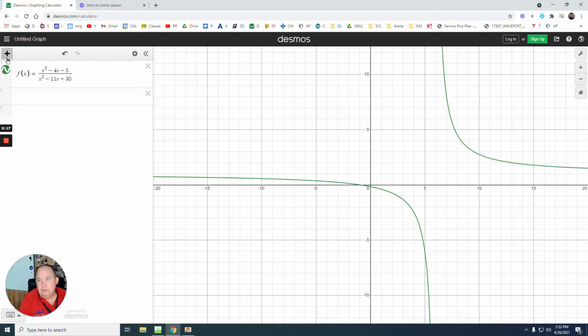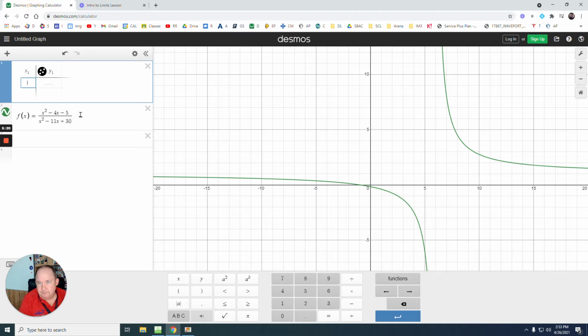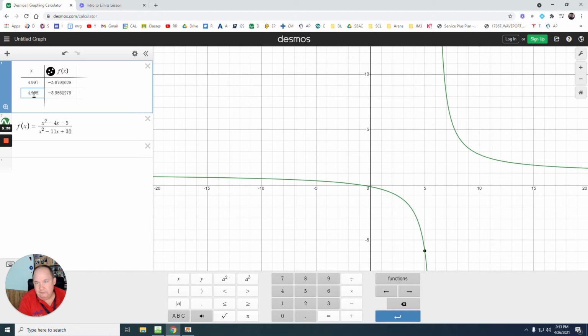So if I did a table, oops, will this still work if it's above? I think it will. So at 5, we know it's undefined. So if I go from one side, 4.997, 4.998, 4.999, it looks like it's getting closer to negative 6. And we know at 5, it's undefined.